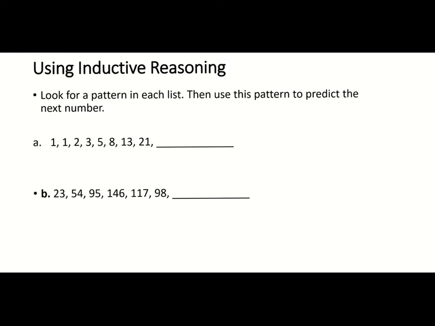Okay, now what I would like you to do is look for the pattern in these numbers and then use this pattern to predict the next number. Sometimes when we're looking at patterns, you may see things differently than someone else. It doesn't mean that it's wrong. As long as you can explain the pattern and it works to find the next number, then it is an acceptable pattern. So pause the video for a second, see if you can find the next number in each pattern. B is a little tricky, but you can do it.